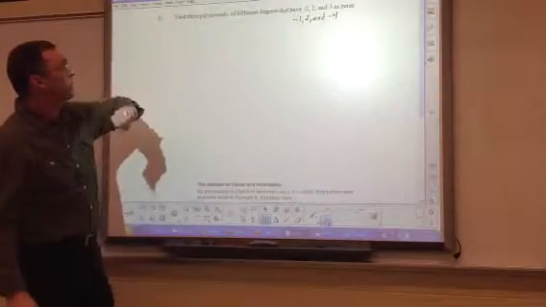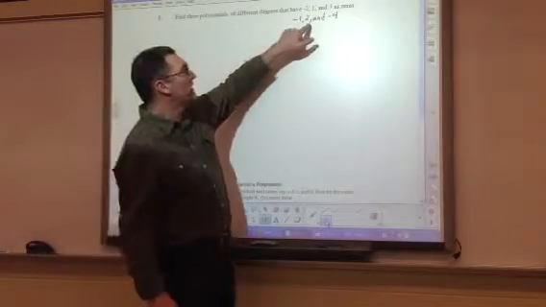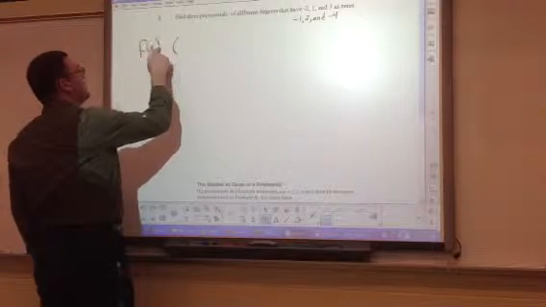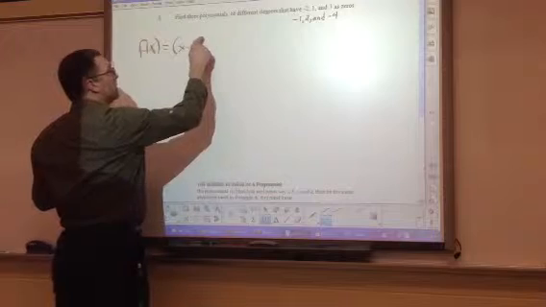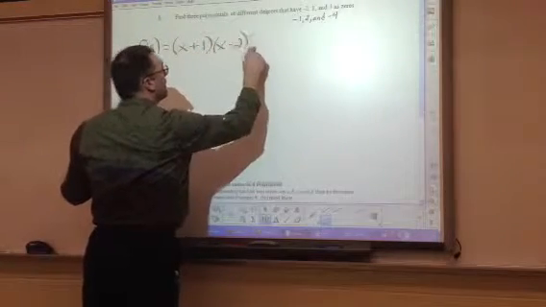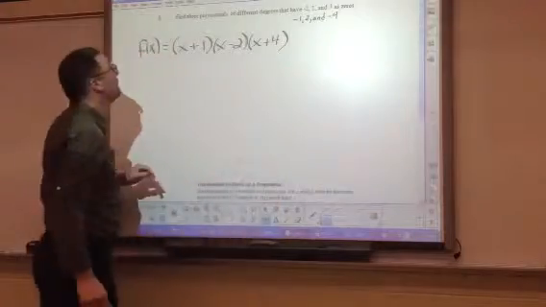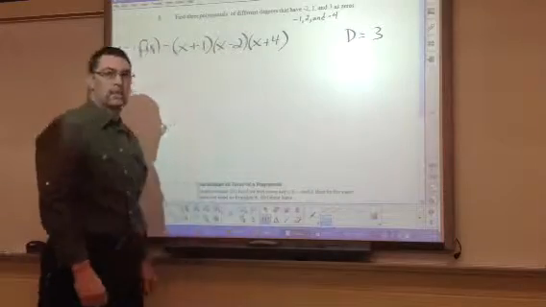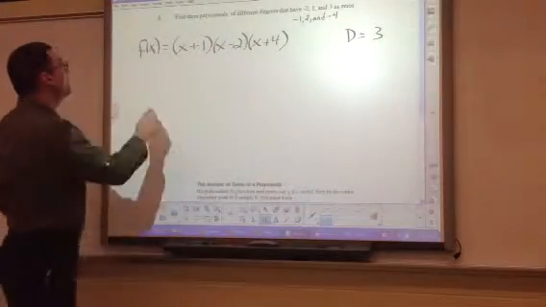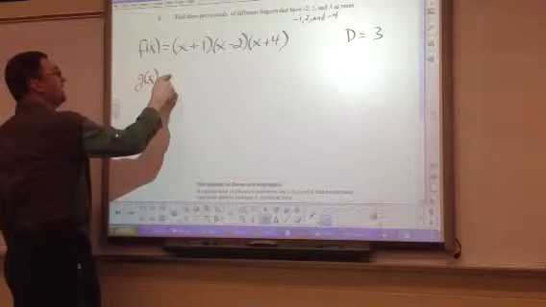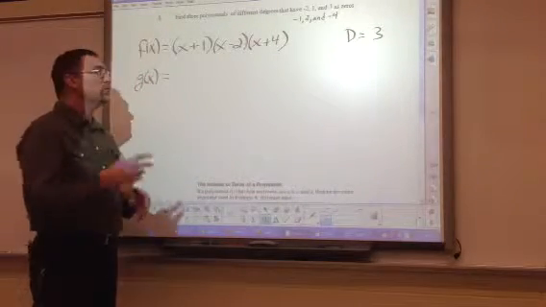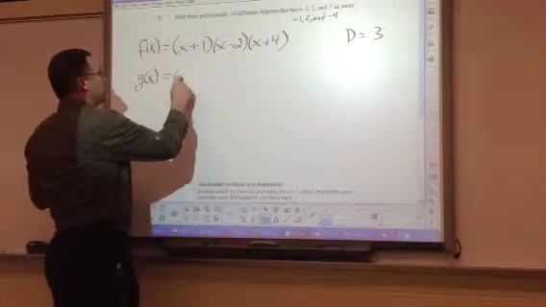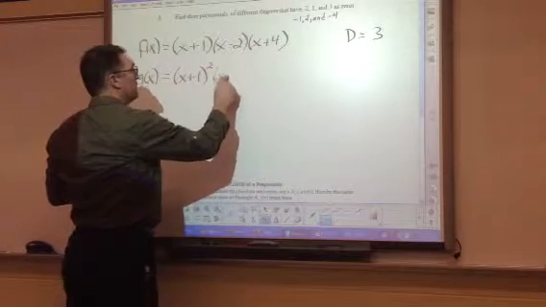Okay, find 3 polynomials of different degrees that have, and we're going to use negative 1, 2, and negative 4. So all I do is write it as f of x equals, here's the zeros, here's a polynomial. This polynomial has degree 3 because I have 3 linear factors. So it says to find 3 different ones. Well, to find the other 2, you can do just about anything you want. It says different degrees, so what I'll do is I'll just raise one of those to a different power.